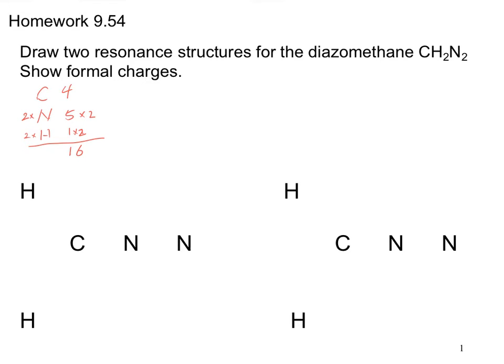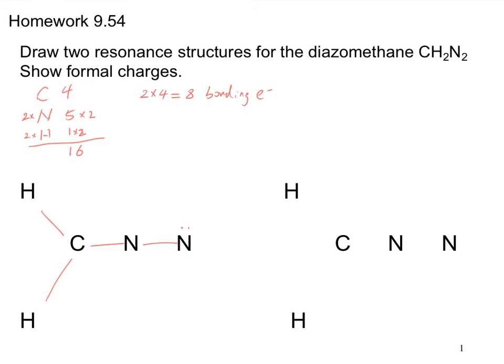Now, start from the skeleton. We simply put a bond between these atoms. That gives us 4 bonds: 1, 2, 3, 4. Each bond has 2 electrons. Therefore, in total, we have 2 electrons in each of 4 bonds, so we have 8 bonding electrons. Then we have 16 minus 8, so we have 8 left.